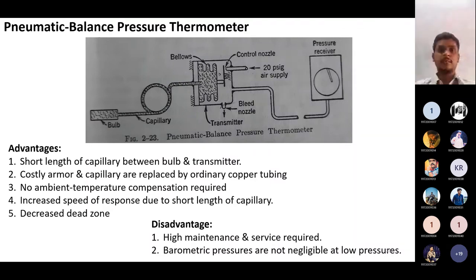Whenever we are inhaling, air comes to us, so the lungs will be expanding. Whenever we are exhaling, the lungs will be contracting like this. So the same thing will be happening here.